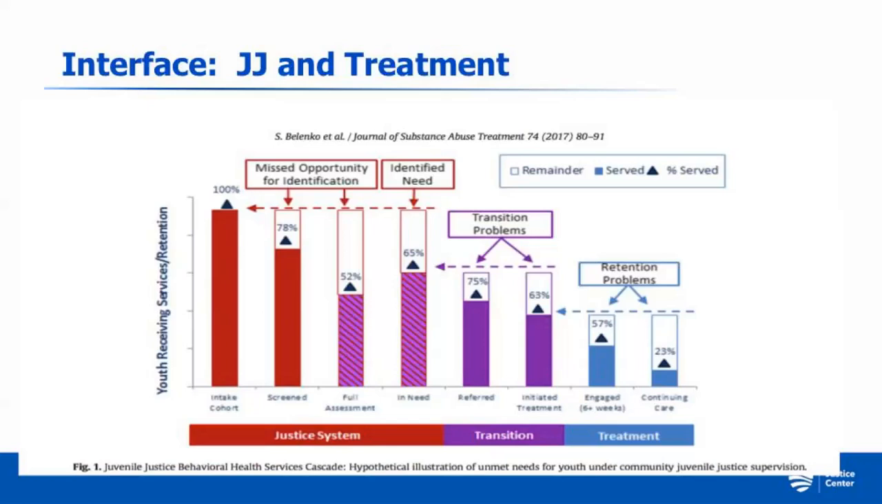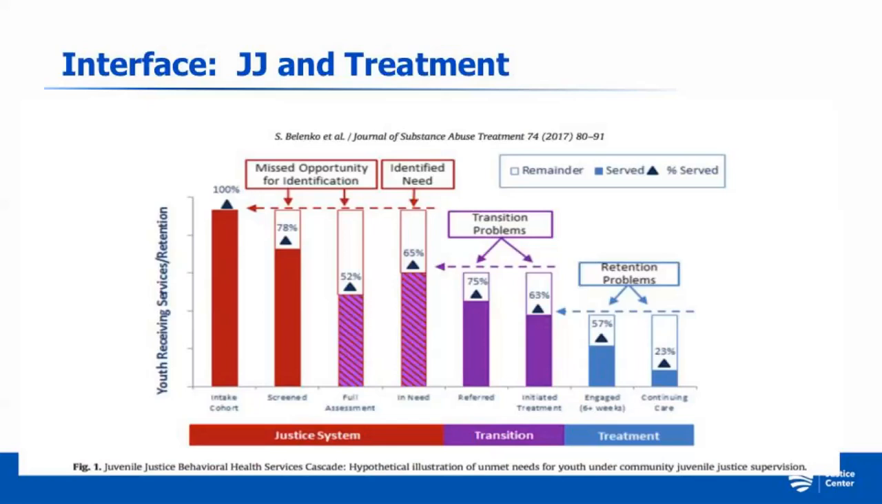And then we can also look at some of the issues related to retention, or keeping people engaged and continuing care. So this graph breaks it down by systems, which I think is really helpful, and also makes the case for our interface models, that we're talking about collecting and integrating data across systems. It also helps us to see where we are in terms of the gaps in services.